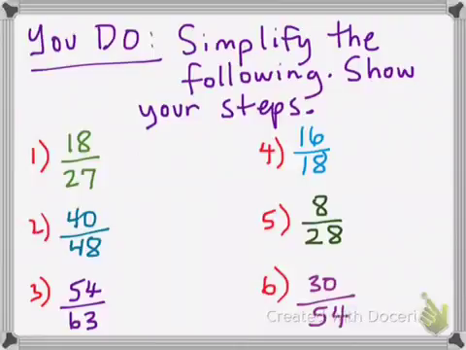Your next task is to complete the you-dos. So the 6 you-dos should be completed on a separate sheet of paper. You can divide your page into 6 sections, just like what we do for the stations, if there are 6 stations. So simplify the following, show your steps. So I need to see you listing the factors for the numerator and the denominator, determining the greatest common factor, and then dividing the numerator and the denominator by the greatest common factor. So the 6 problems should be completed again on a separate sheet of paper.